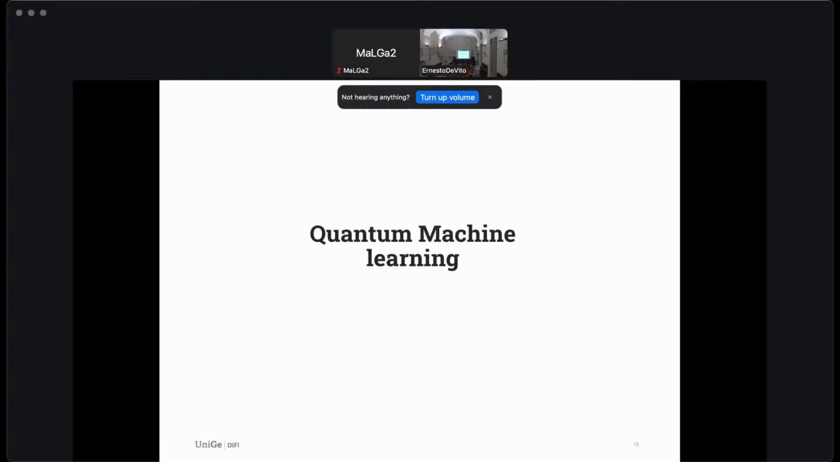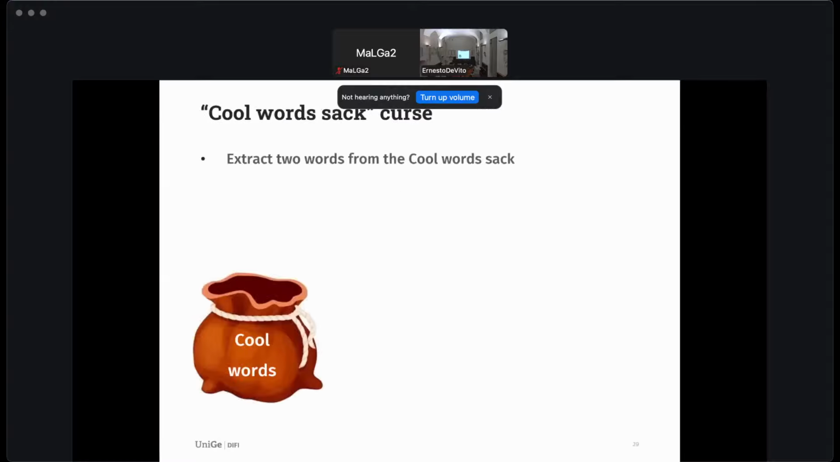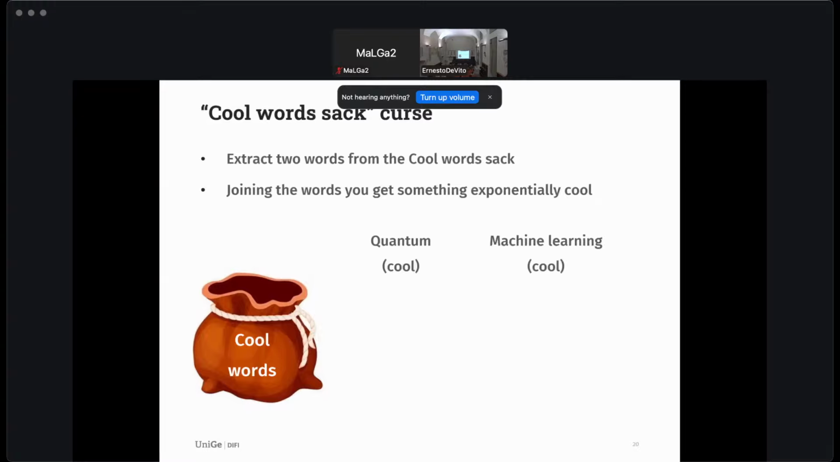And this brings me to the application to quantum machine learning. Quantum machine learning, of course, is the intersection between machine learning and quantum computers. It is a very interesting subject, but I think that at the moment there are two problems. I call them the cool word sack problem and the too easy to be true problem. The idea is that you have a sack of cool words, and you extract two words, okay? Quantum is a very cool word now because Google, IBM, Amazon are all working on quantum, so this is a cool subject.